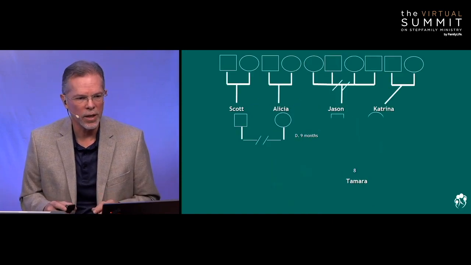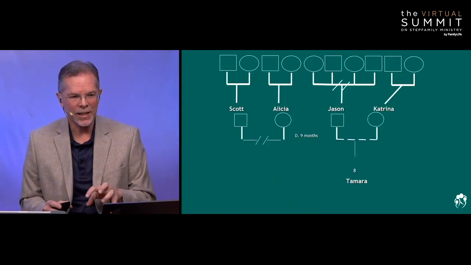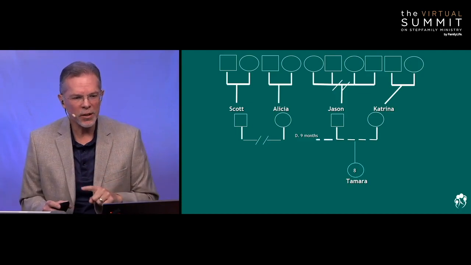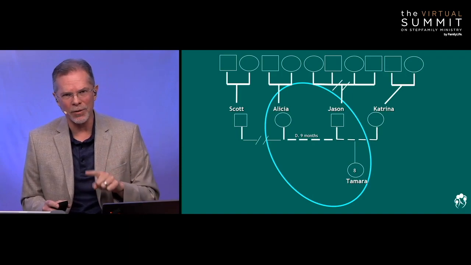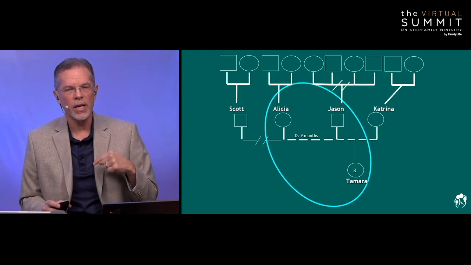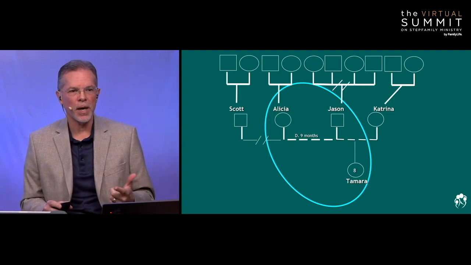Let me show you another possible configuration. So here's Jason and Katrina. They're dating at this period of time. They had a child together when they were dating, never married. They're not together anymore. Now Jason is dating Alicia. So they're coming to you for pre-blended family counseling. They're thinking about getting married.